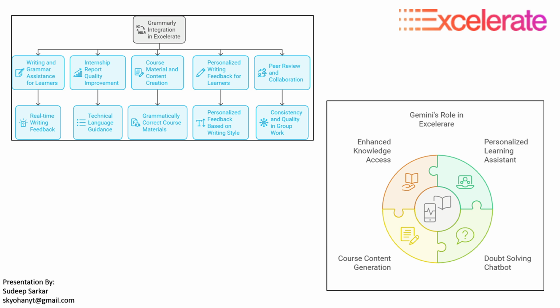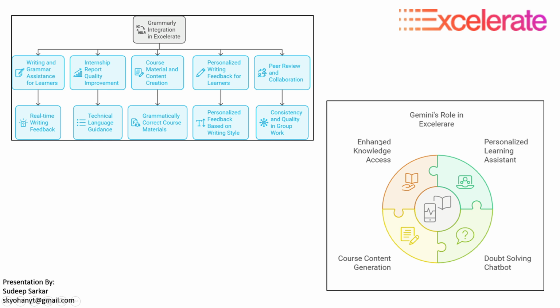Similarly, Grammarly integration: a writing and grammar assistant for learners, with real-time feedback. Whatever we write, we get real-time feedback using Grammarly. It does report quality improvement, making sure the report is of the highest quality possible. The most professional and formal reports will be done using it. Course material and content creation: Grammarly corrects the course materials. Personalized writing feedback based on the writing style, peer review and collaboration, consistency and quality in group work.